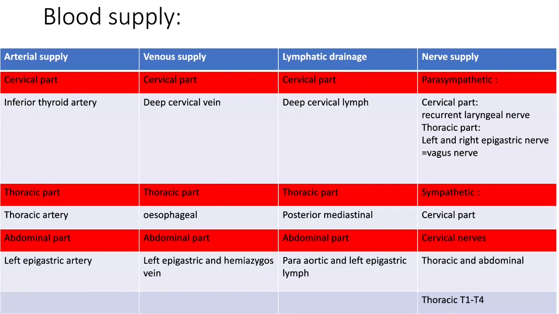For the nerve supply, the parasympathetic supply to the cervical region is from the recurrent laryngeal nerve, and the thoracic part is from the left and right vagus nerve branches. The sympathetic innervation is from the cervical nerves, and the thoracic and abdominal nerves from T1 to T4.